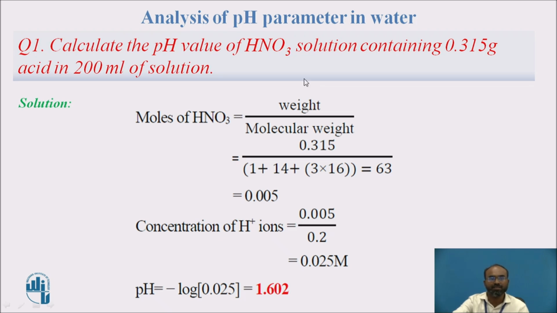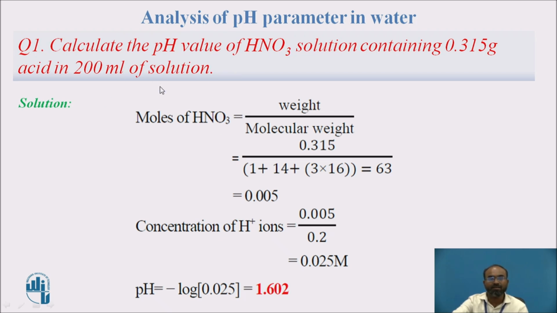So the first question is: calculate the pH value of HNO3 solution containing 0.315 gram acid in 200 ml of solution. As we know, pH has a formula: minus log of H plus ion concentration. But before that, when we are calculating how much concentration of H plus ions there is, we have to understand that the concentration of H plus ions is to be calculated using moles.